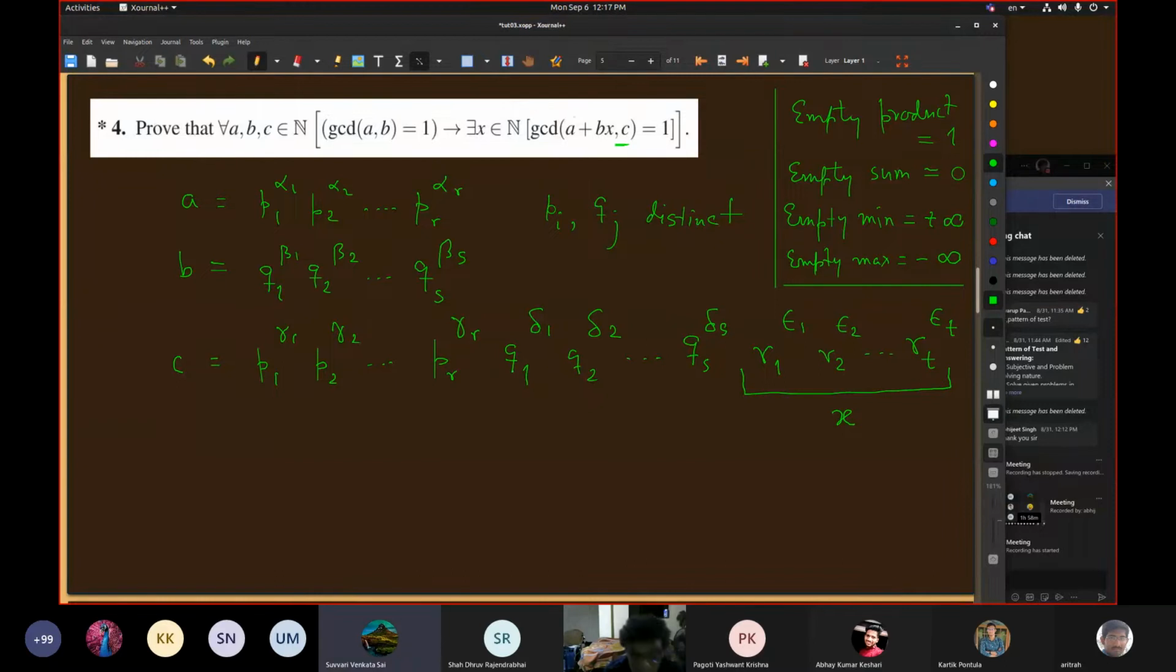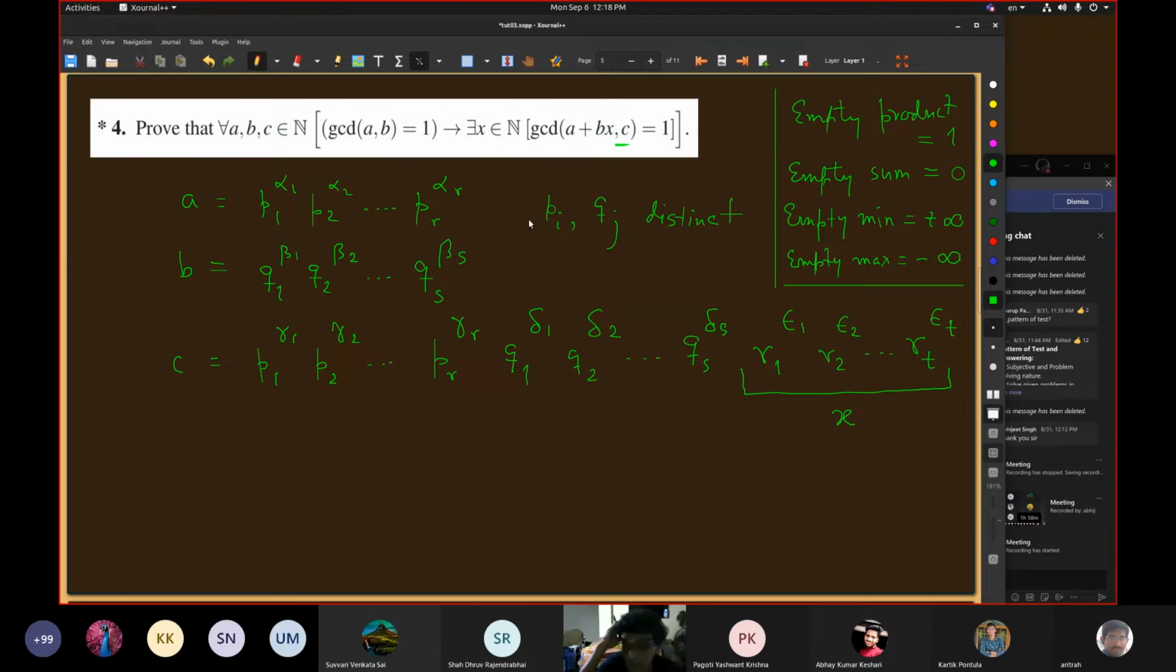Sir, even if we choose X as a product of none of the Pi's, Qi's, and Ri's, then also it will satisfy. You take X to be anything other than these Pi, Qj, Rk. Let me see. Maybe you take some other prime S. I have already used R here, so don't get confused. These are R1, R2, and this is R.